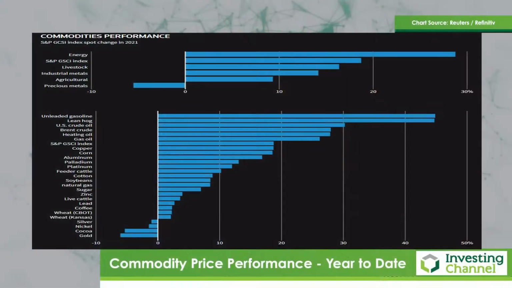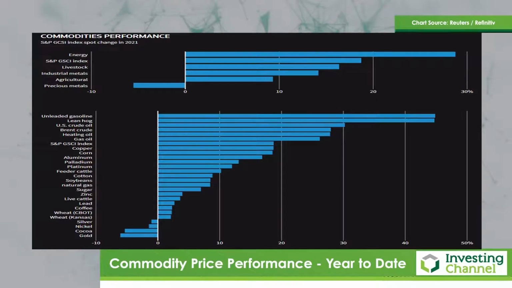My first chart is just a quick reminder of commodity price performance year to date via Reuters Refinitiv. It really emphasizes that a lot of the price moves have been led by the energy sector, but also with industrial metals and indeed livestock chipping in. This all looks very impressive, particularly those ones with gains of more than 30%.